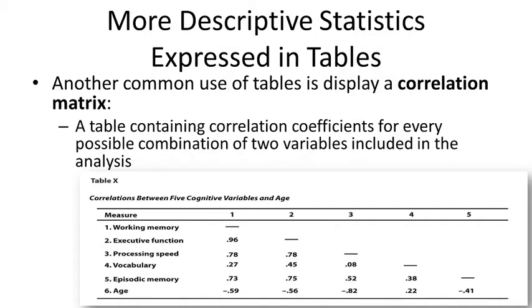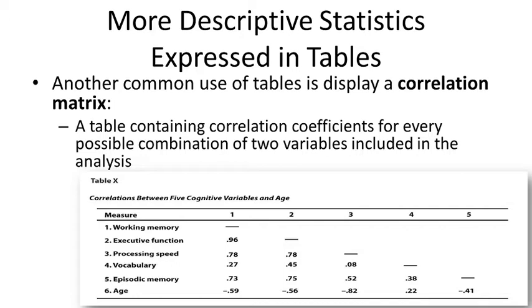Another thing you can do with tables is present your data in the form of what's called a correlation matrix. A correlation matrix is a table that contains correlation coefficients for every possible combination of two variables included in your analysis. Number 1 on the y-axis of the table is exactly the same as 1 on the x-axis. So the first correlation it presents is working memory and working memory, and that just gets a horizontal line because it's silly to have a correlation between one thing and itself.